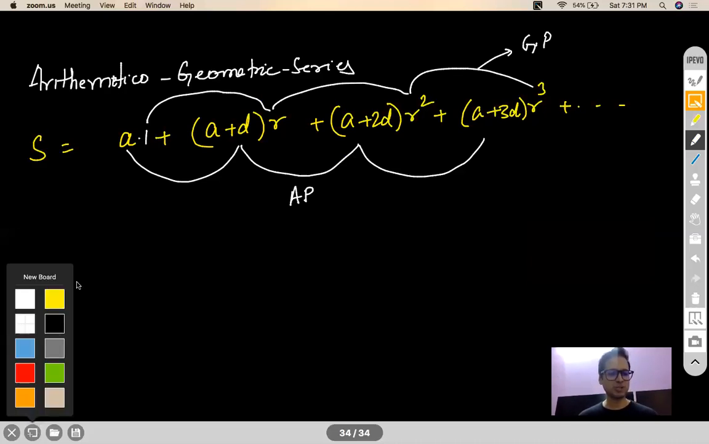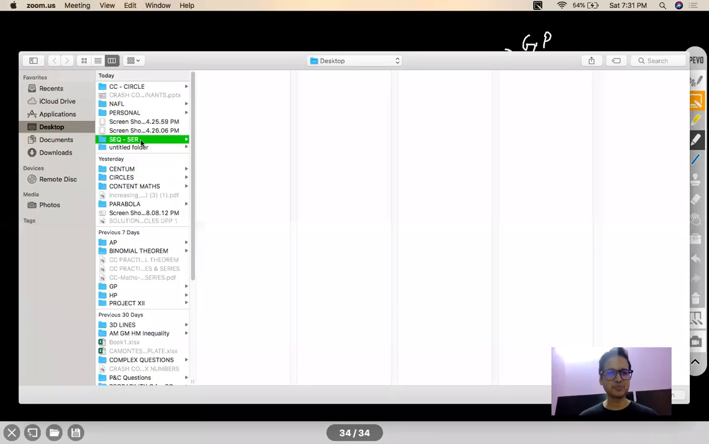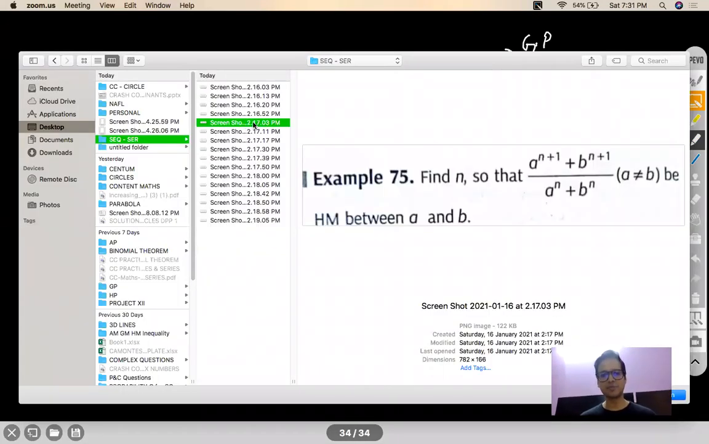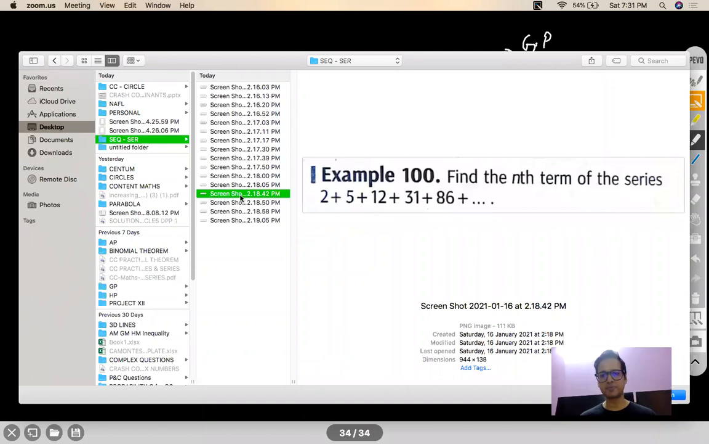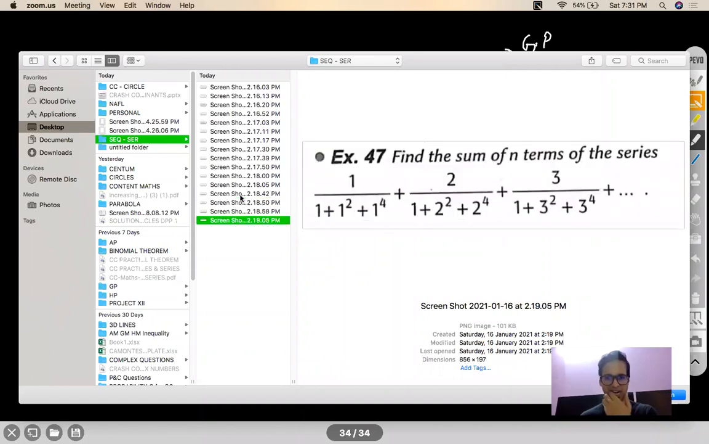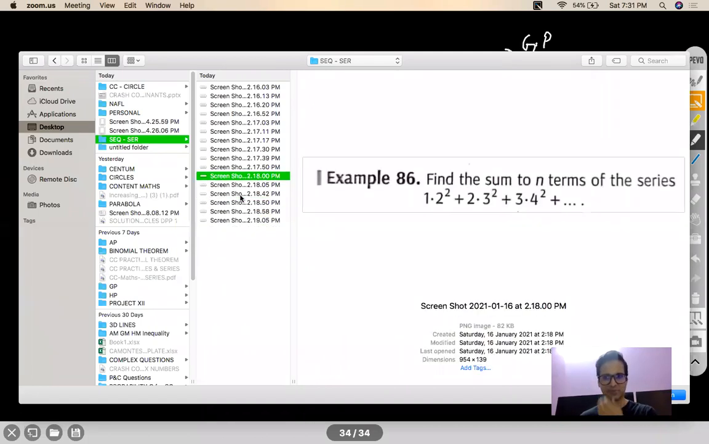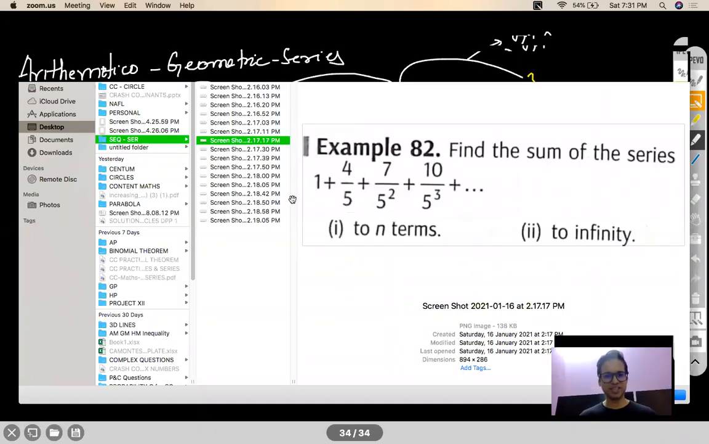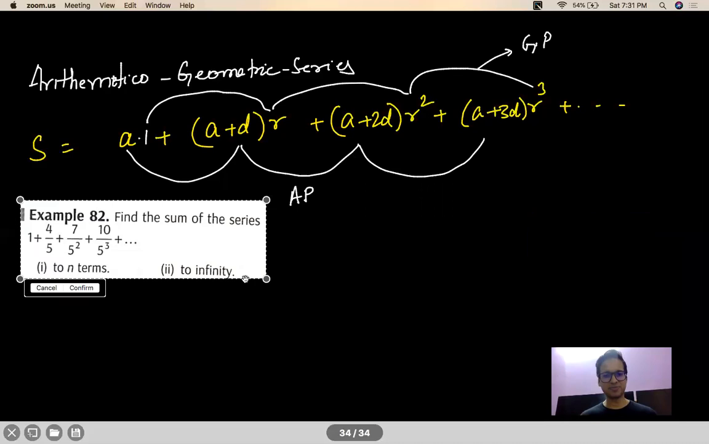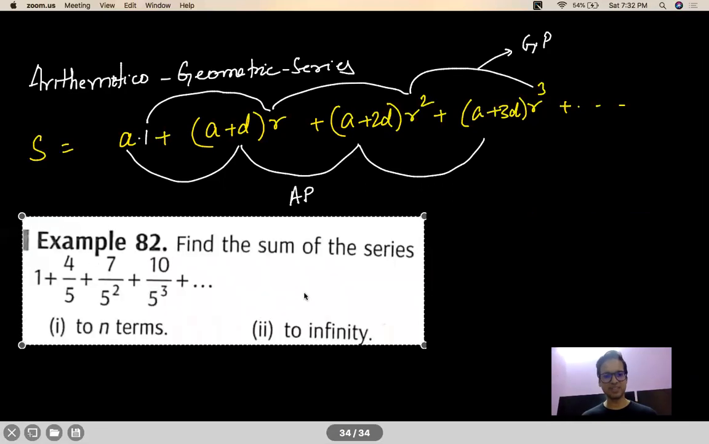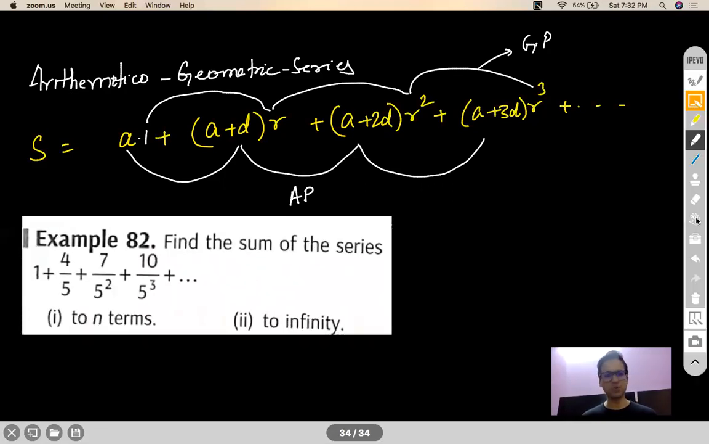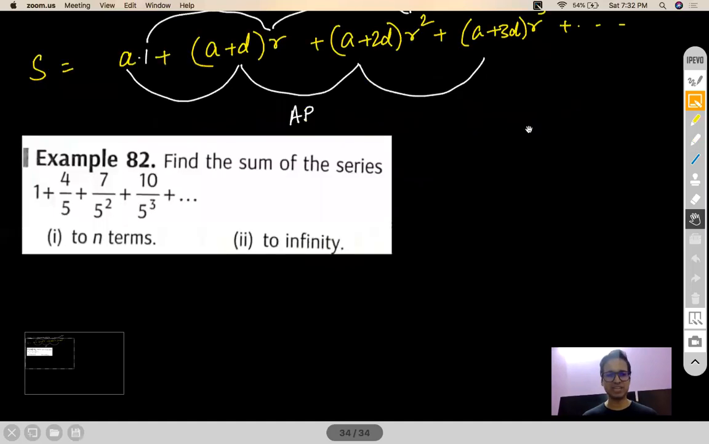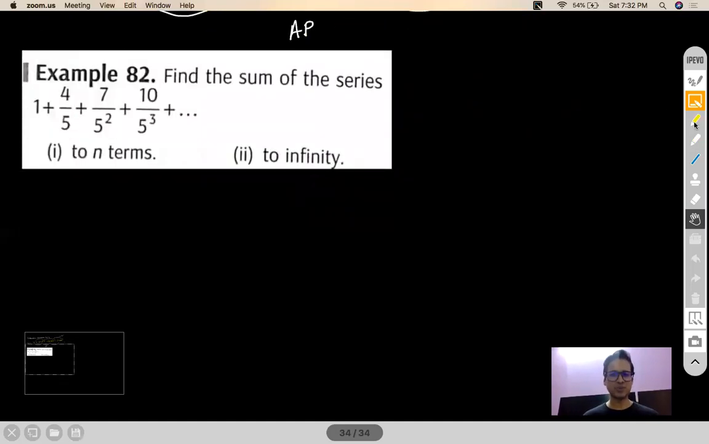Let's pull a question. Yeah, let's take this question. Find the sum of this series. Now, it has two questions. One is to n terms, other is to infinite terms. Now, what is the approach here?